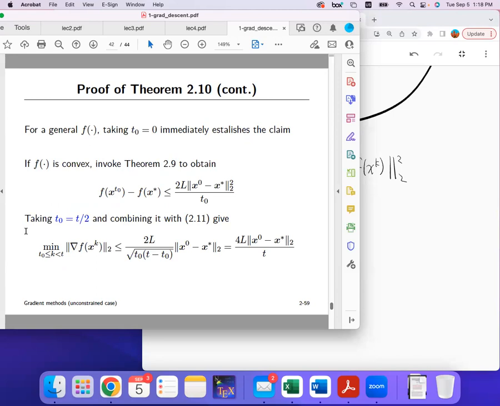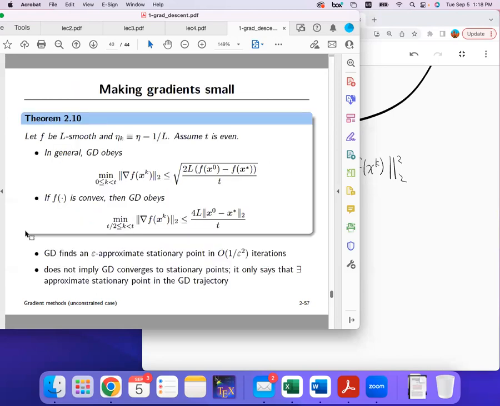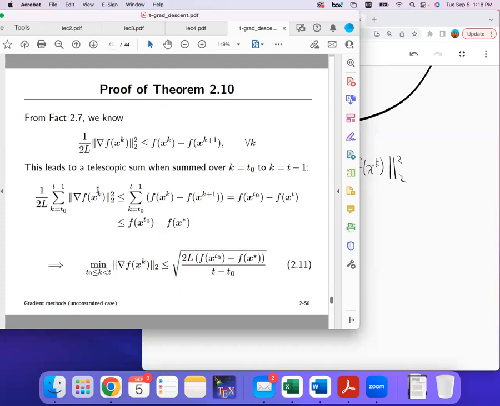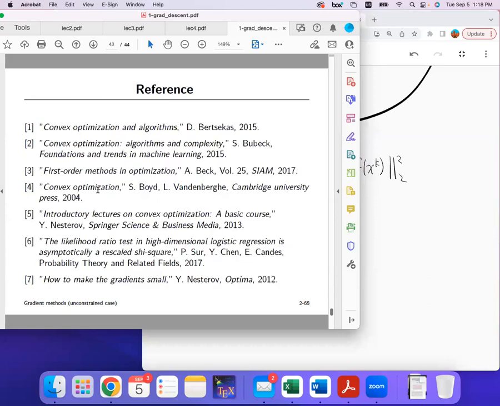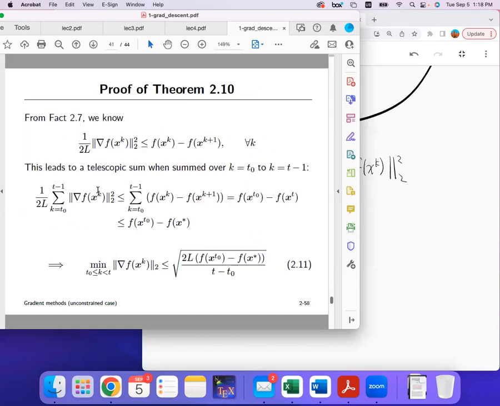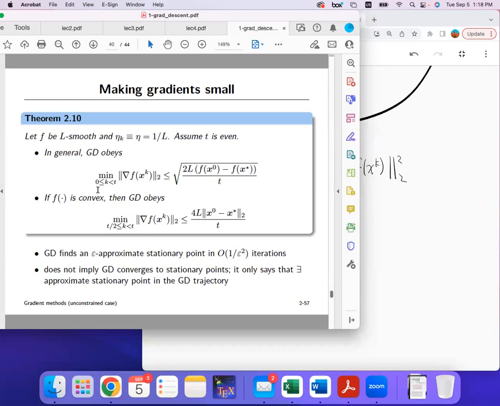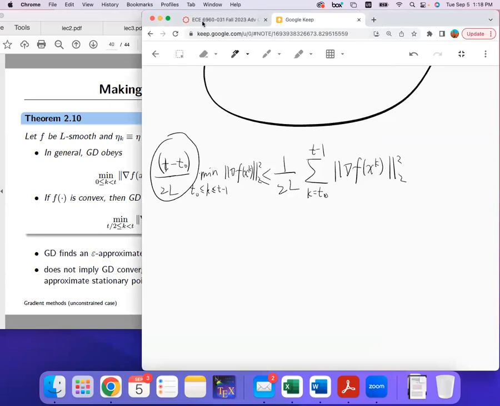Yeah, and you can take a look at the second result for convex. If the function is convex, then this rate can be improved from square root of 1 over t to 1 over t. This is an improvement. I will skip the proof for this part, which is also very simple. So this finishes lecture 2, or lecture 1 actually, and then let's just look at the homework problems.